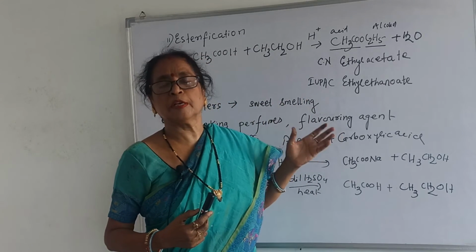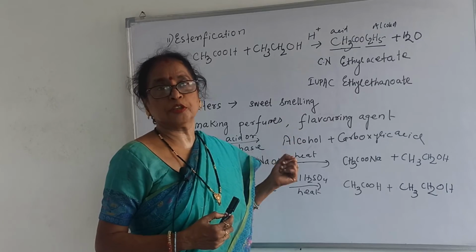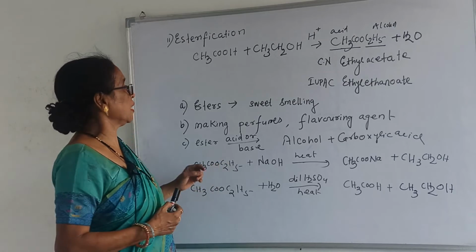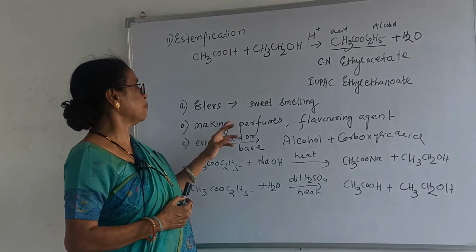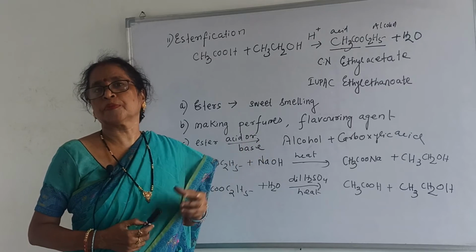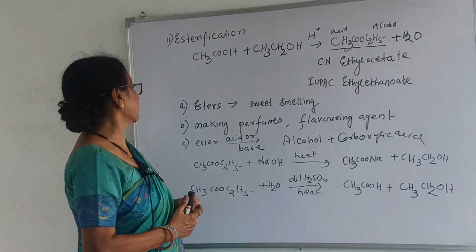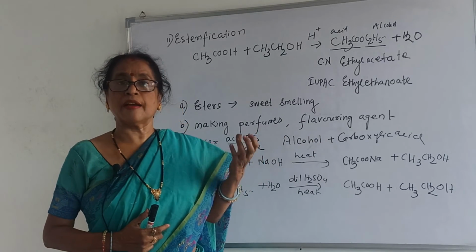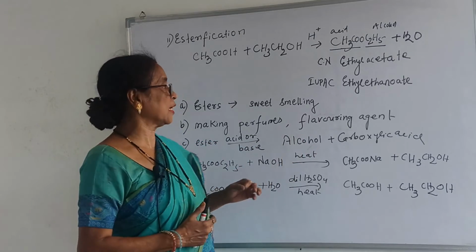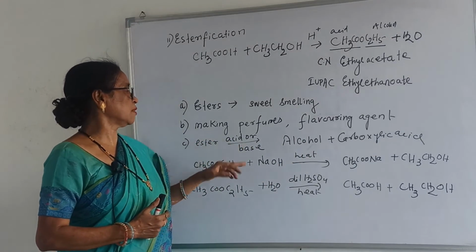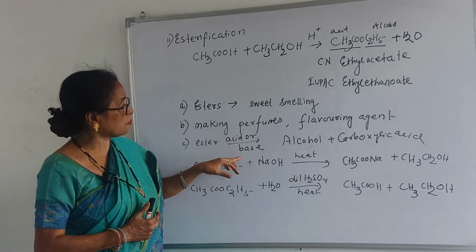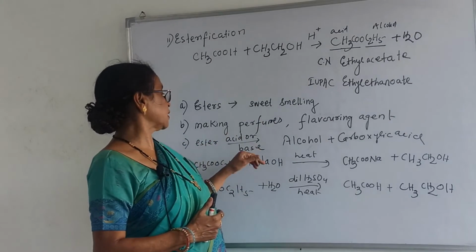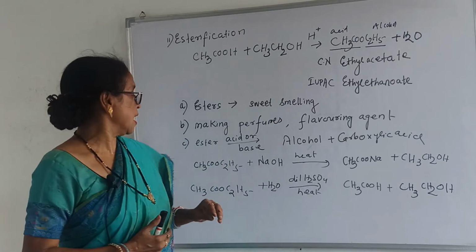In higher classes you will learn the main nomenclature of esters. Esters are very sweet smelling substances, and are used for making perfumes. Each perfume contains an ester, and different types of ester give different types of perfume. Esters are also used as flavoring agents because of their very good smell. When an ester reacts with acid or base, it gives alcohol and carboxylic acid.